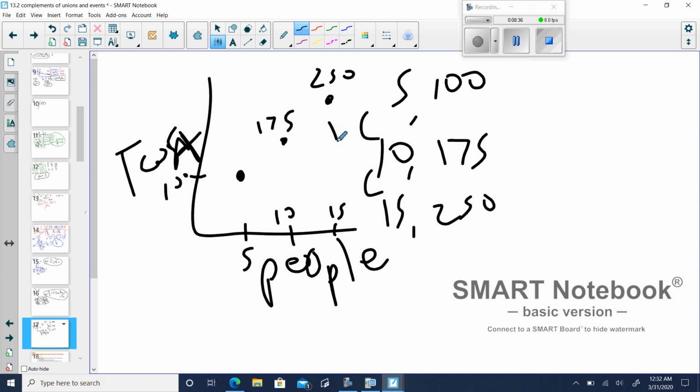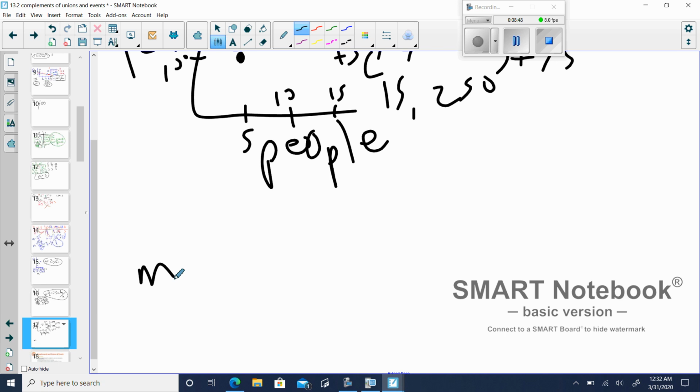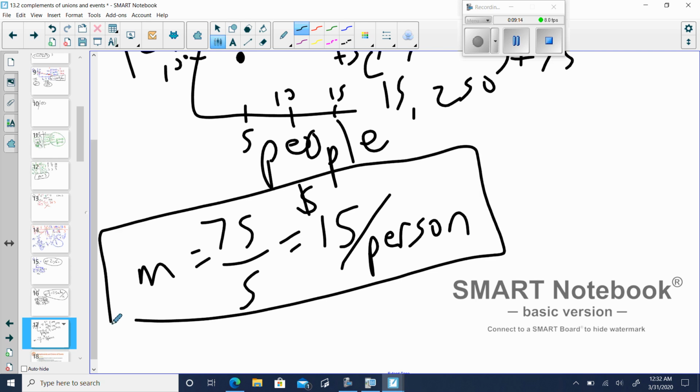My x's are increasing by 5. What happens to the y's? Up by 75, up by 75. So we're being consistent: every time x changes by 5, y changes by 75. So we have a constant rate of change. Let's see what that is, because it's not 75. It's 75 over 5, so our constant rate of change is $15 per person, $15 for every 1 person.